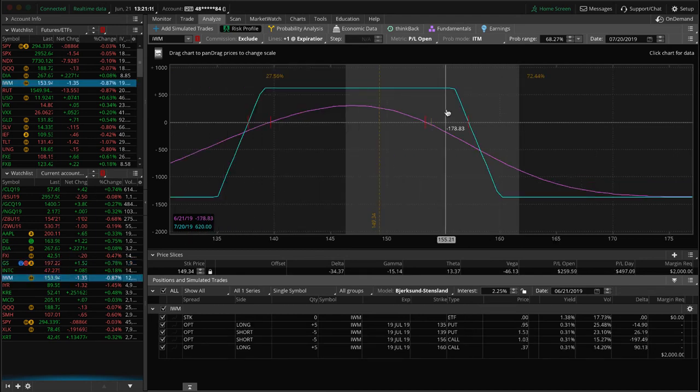IWM, we've got an iron condor. You can see price is hanging out here in the upper end of the range. Could use a little bit of downside and some more theta decay before we do anything there.